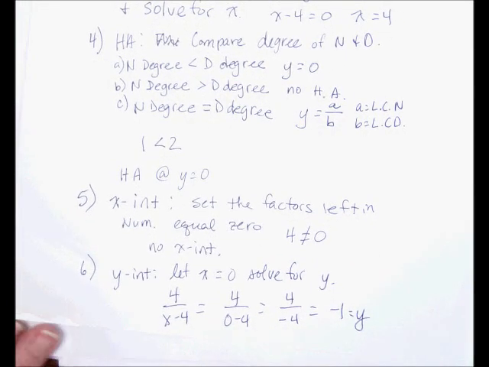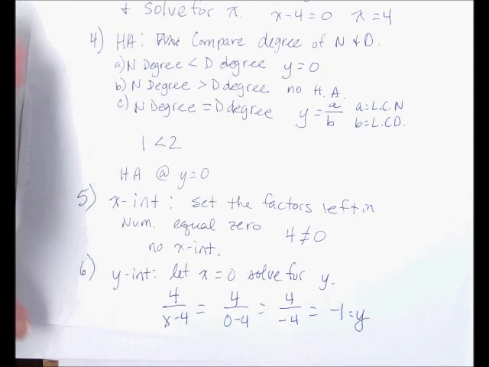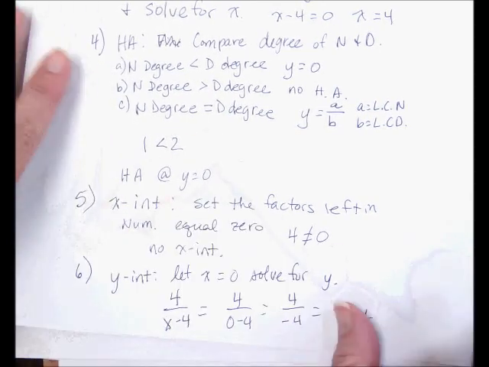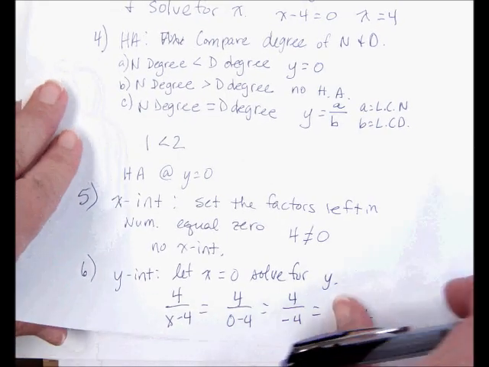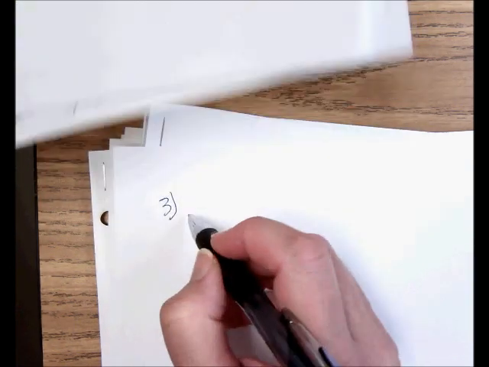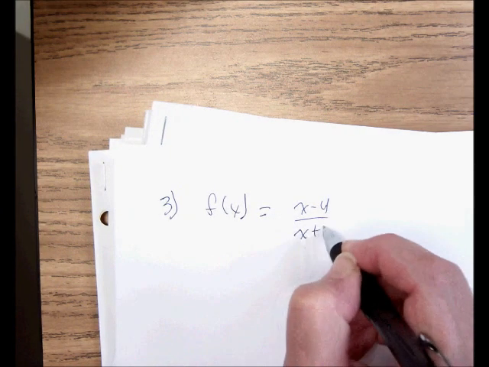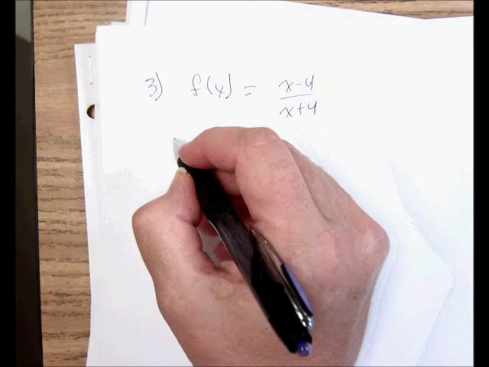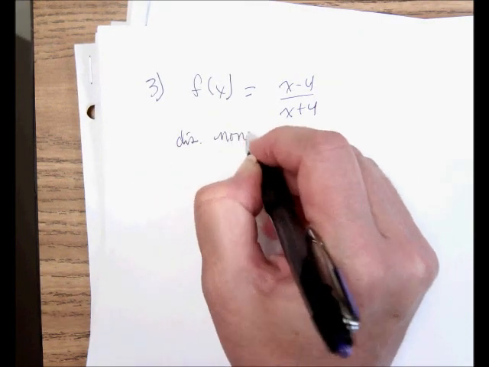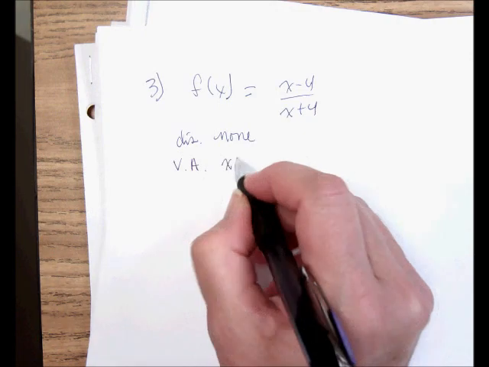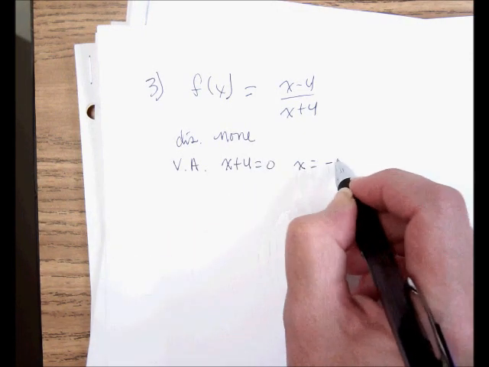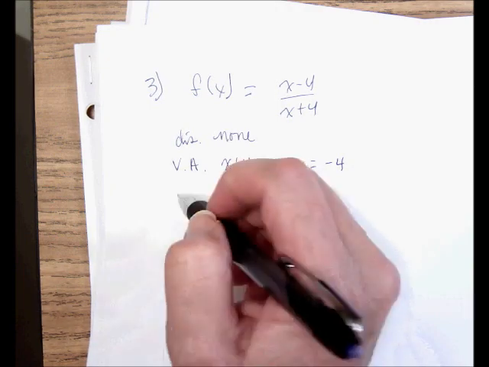So that kind of goes through it, and as I talk about the next one, you'll be able to understand. You can pause and write this stuff down or rewind me. The next one I'm going to look at is number 3: f of x is equal to x minus 4 over x plus 4. My first thing is discontinuity. There is none. For the vertical asymptote, I set x plus 4 equal to 0, so there is a vertical asymptote at x equal to negative 4.